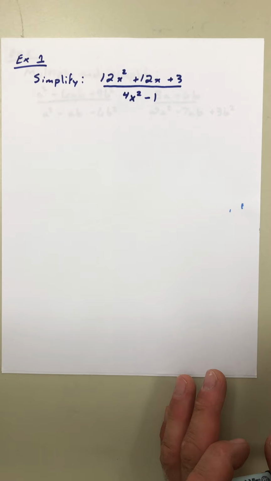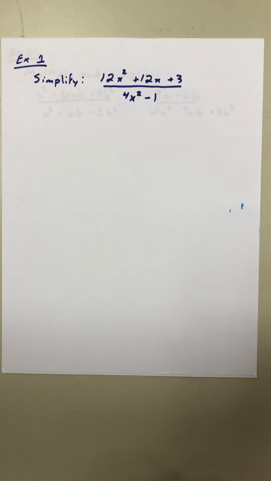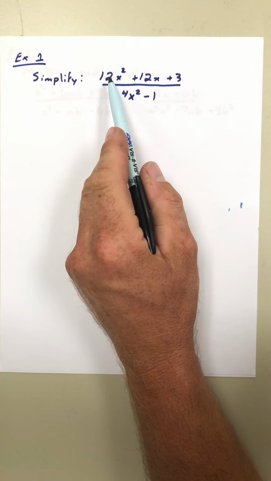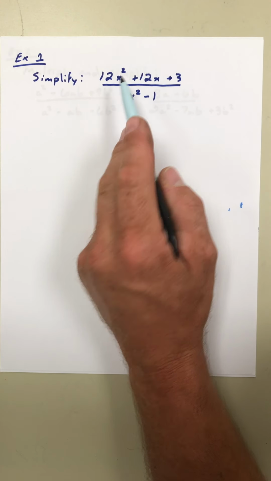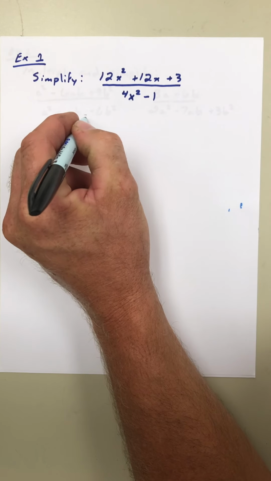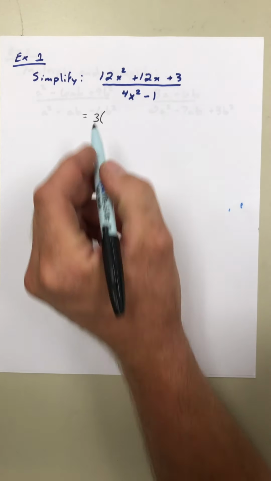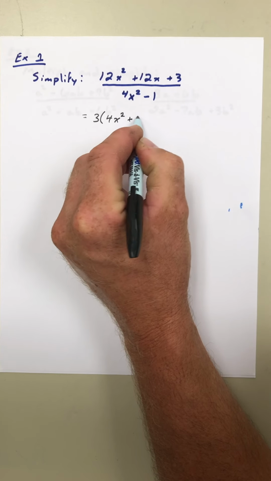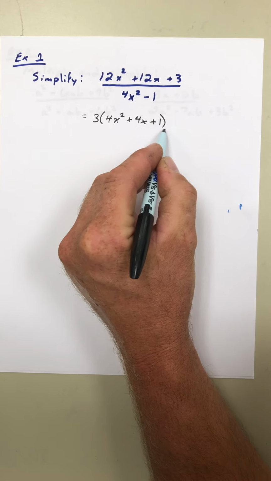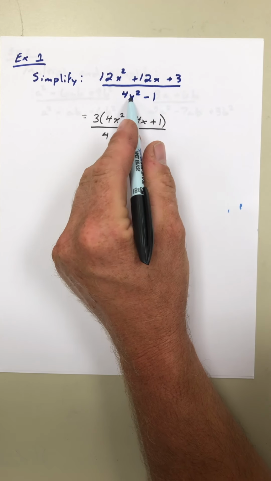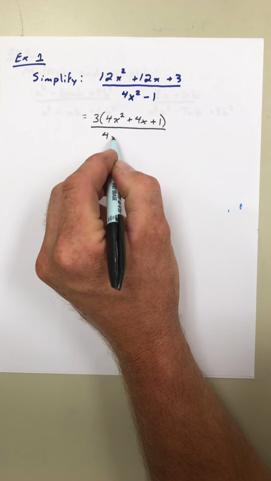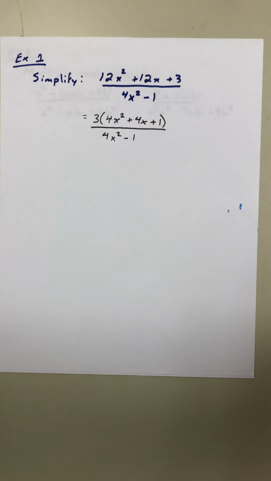The first one, here I have 12x squared plus 12x plus 3 divided by 4x squared minus 1. So the first thing I want to do is to factor both the numerator and denominator. First step of factoring, we look for the GCF. So if I look at my numerator, 12x squared, 12x, and 3, I can pull a 3 out of that. So I take my 3 out and I end up with 4x squared plus 4x plus 1. And that's going to be divided by, I don't have a common factor for the denominator, so I'm going to leave it as 4x squared minus 1.